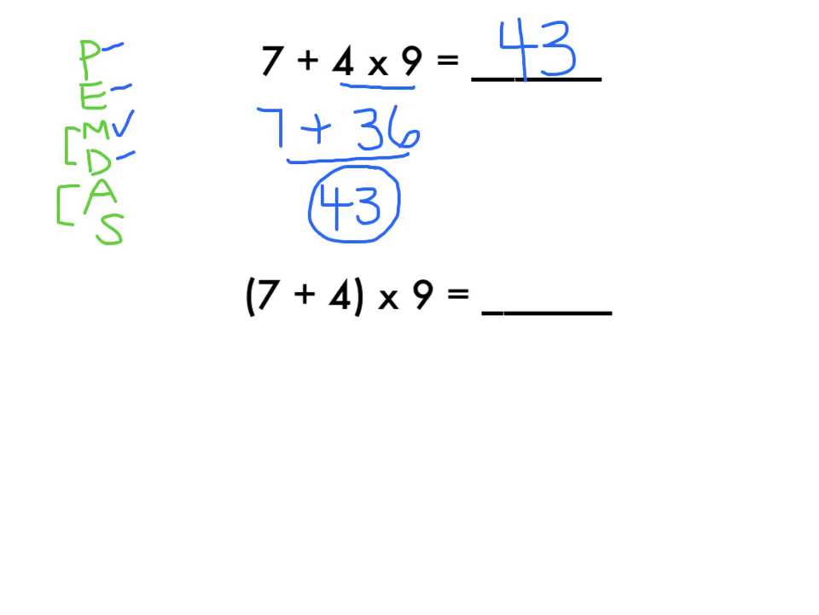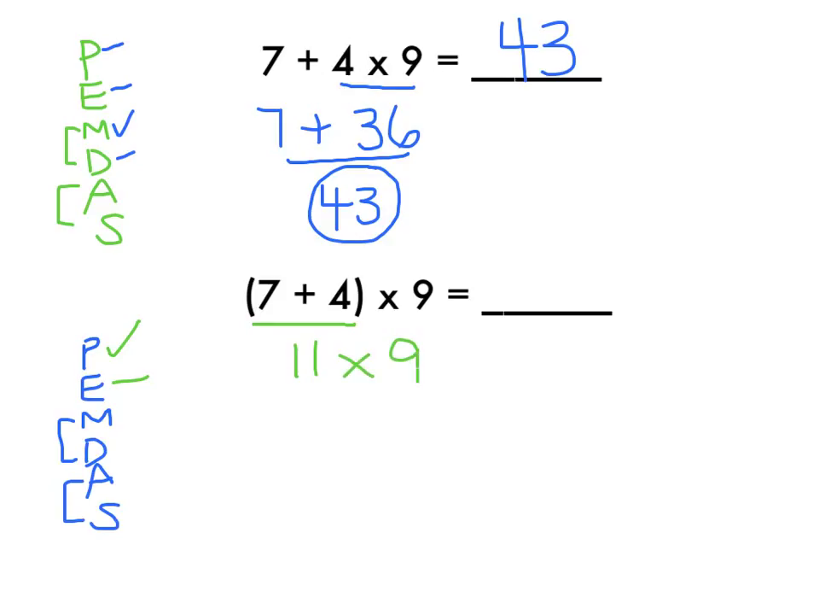Now in this next problem, I see that the digits are the same, but I'm wondering if things are going to be different because I'm not starting with 4 times 9, I'm going to start with what's in the parentheses. I see that there's parentheses, 7 plus 4. That's going to be 11. So I'm going to check that off. There's no exponents. Next comes multiplication. Well, I have 11 times 9, which is 99. So that is my final answer, 99.